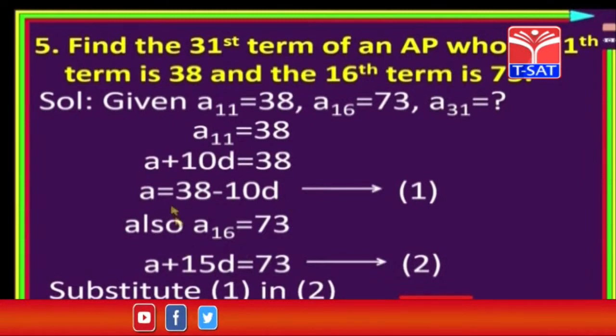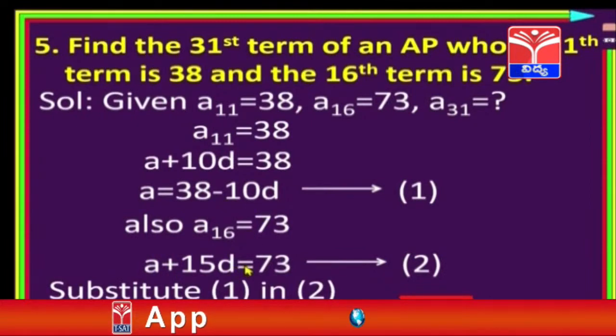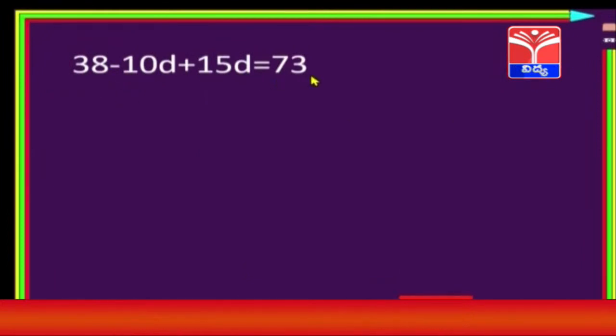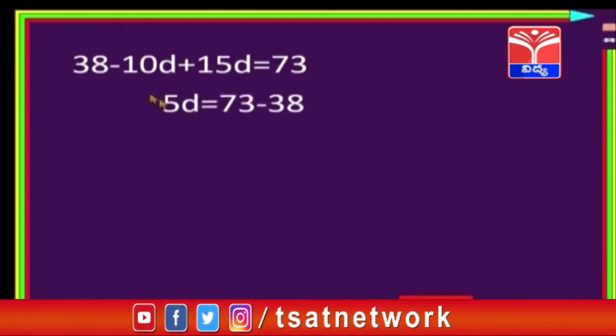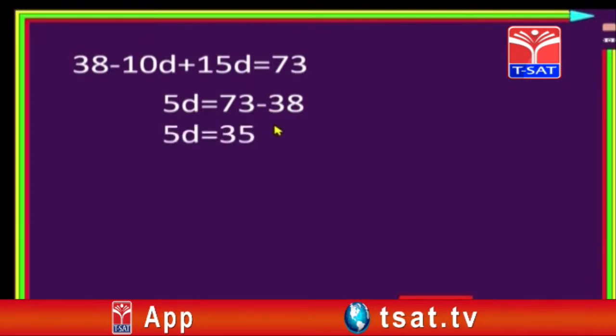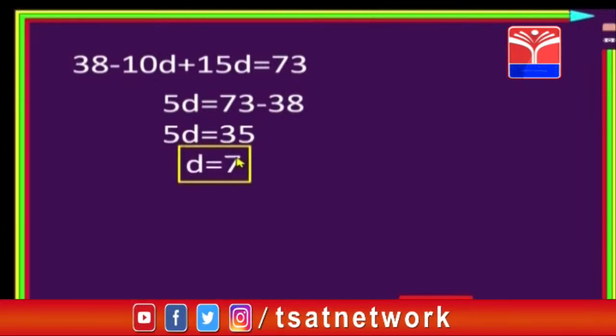like that. Okay, so after substituting, replace here A in the relation 2 with 38 minus 10D. So then this relation will modify like this: 38 minus 10D plus 15D is equal to 73. Now 15D minus 10D, these are like terms, then that is 5D. Now at the same time I am sending 38 to right hand side, then it becomes 73 minus 38. Now 5D is equal to 35, 73 minus 38, how much? 35. Now divide 35 with 5, D is equal to 35 by 5. What is 35 by 5? 7. So now we got D value is 7.